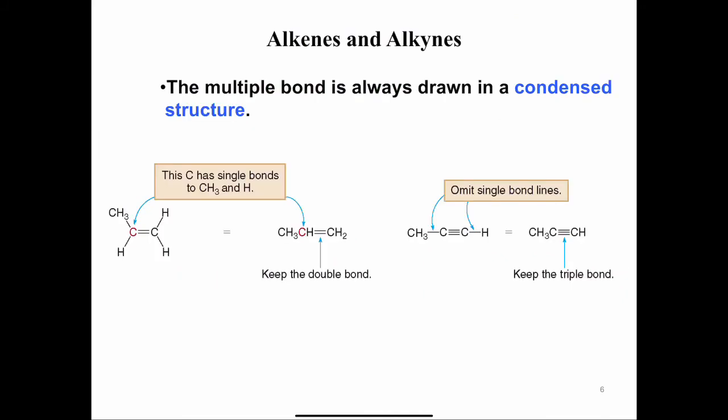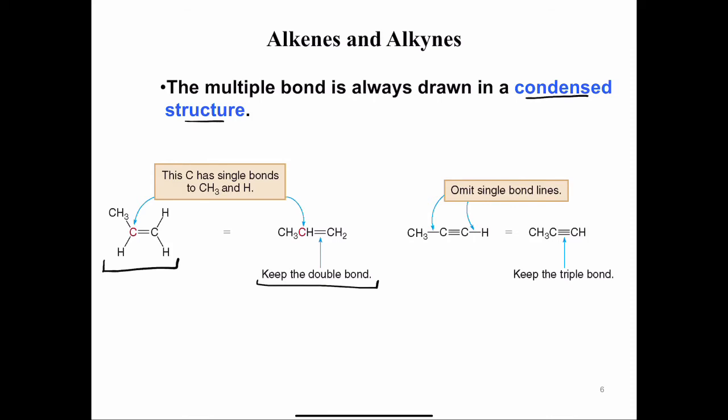This slide just draws our attention to something that I spoke about earlier in this video, which is that multiple bonds are always drawn in condensed structures. So it's important that you understand that when we're drawing a condensed structure of this molecule, remember, condensed structures only eliminate carbon-carbon and carbon-hydrogen single bonds. Therefore, we have to keep that double bond. And that's why this structure here is the same as the structure on the far left, but we have to keep that double bond.